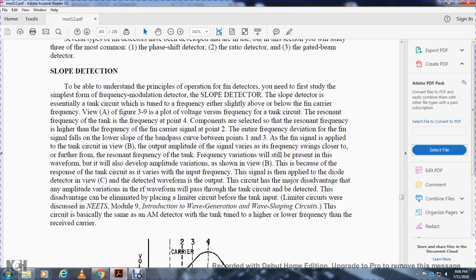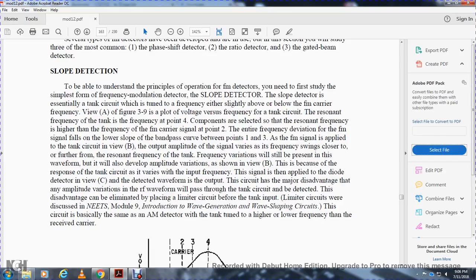The frequency variation will still be present in the waveform and will also develop amplitude variation, shown in view B, because of the resonance of the tank circuit that varies with the input frequency. The signal is applied to the diode detector, view C. The detected waveform at the output of the circuit has the major disadvantage that the amplitude variation of the radio frequency waveform appears after the tank circuit to be detected.